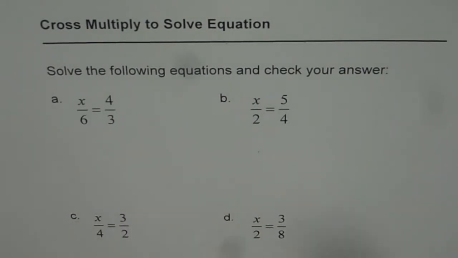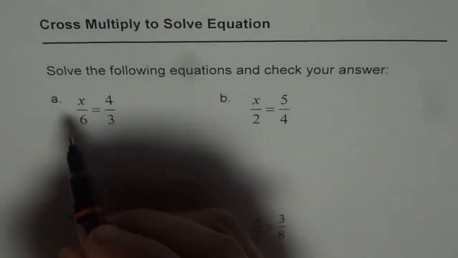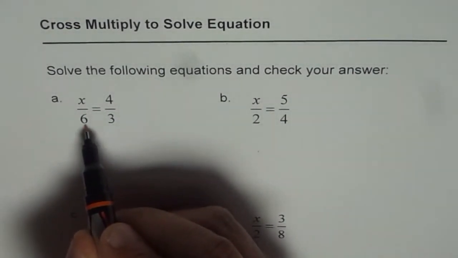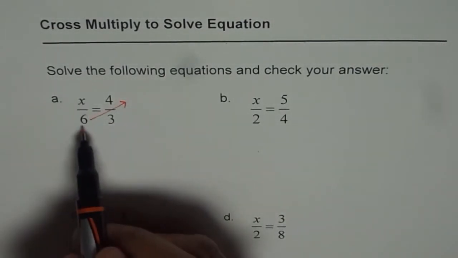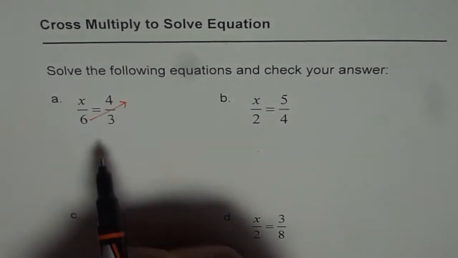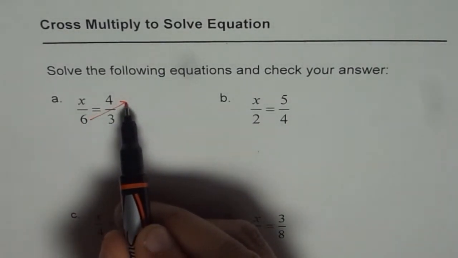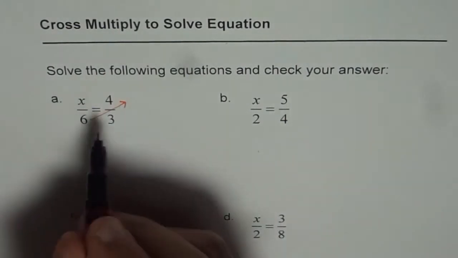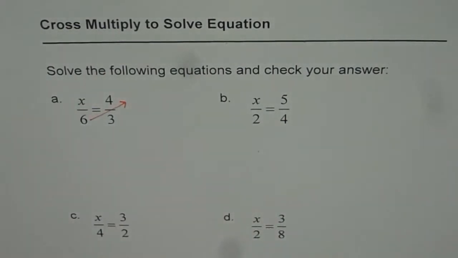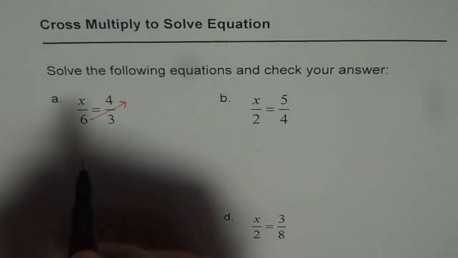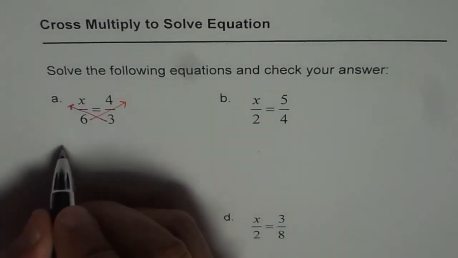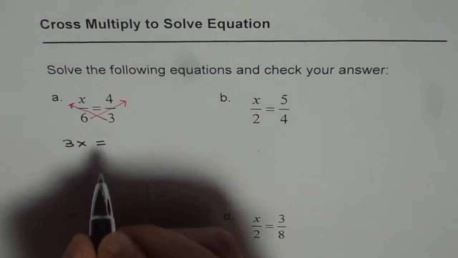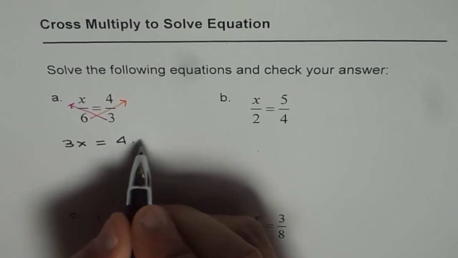When we say cross multiply, we really mean that we'll cross the things on the denominator on one side and move them to the numerator on the other side. So 6, which is the denominator on the left side, will move to the numerator on the right side. Similarly, 3, which is in the denominator on the right side, will move towards the left side. So after cross multiplication, we will get 3 times x equals 4 times 6.